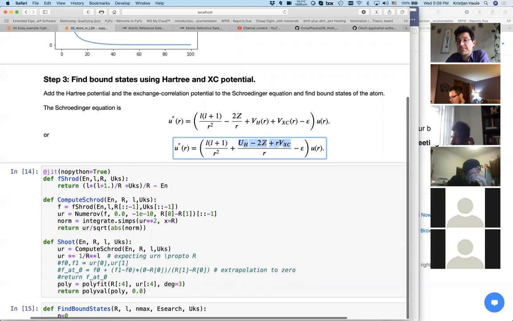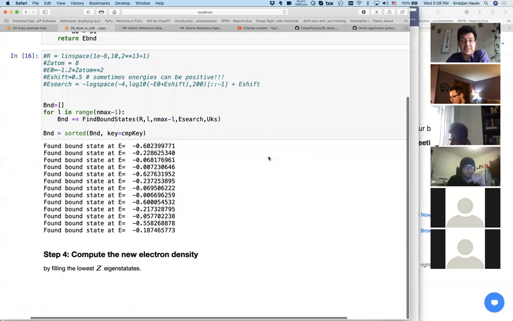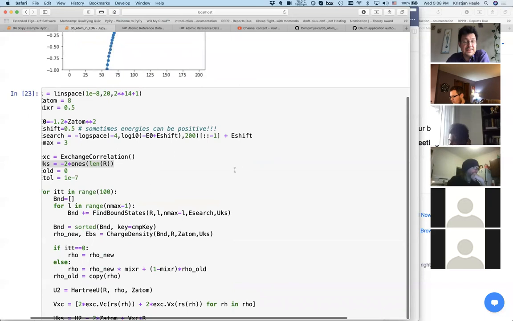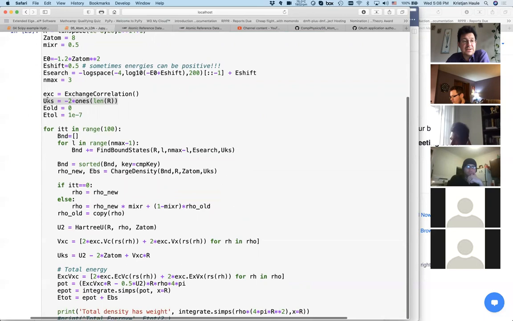So at the very first iteration, you should get the first bound state to be -1, doesn't it? Because we are starting with hydrogen atom. I mean, you could start differently, but I think this is a convenient starting point. So we start with a hydrogen atom.